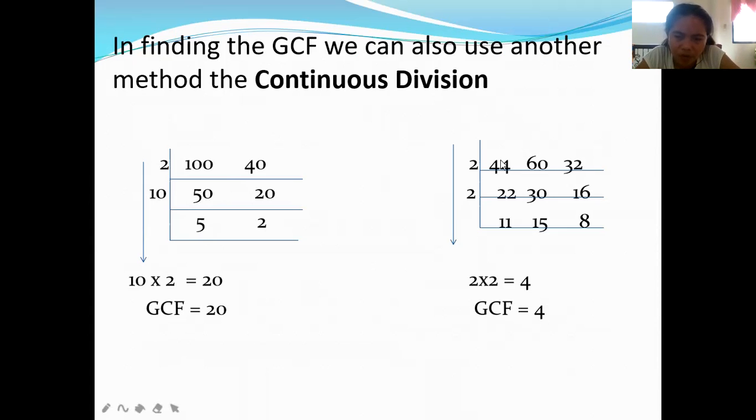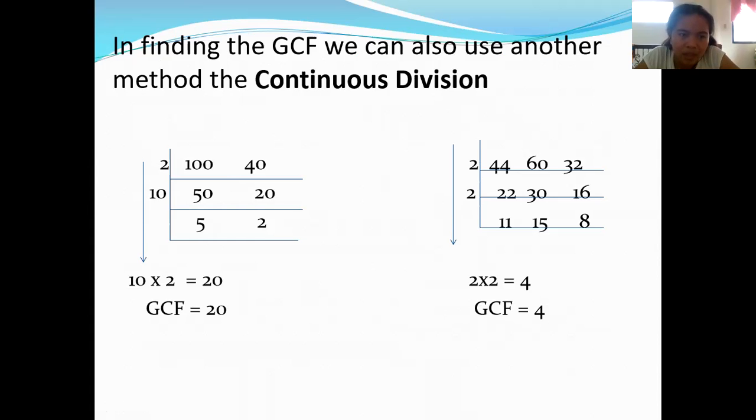Next example, we have 44, 60, and 32. So they can be divided by 2. 44 divided by 2 is 22. 60 divided by 2 is 30. And 32 divided by 2 is 16. So, 22, 30, and 16 can be divided again by 2. 22 divided by 2 is 11. 30 divided by 2 is 15. And 16 divided by 2 is 8. So 11, 15, and 8 can no longer be divided. So we bring down our numbers here. 2 times 2 is equals to 4. That's why the GCF is 4.